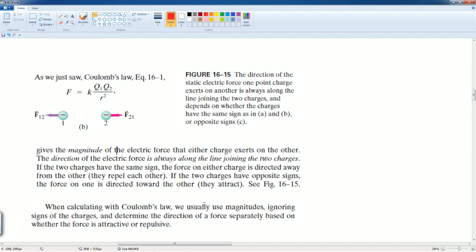Okay, when calculating with Coulomb's law, we usually use the magnitude, ignoring the sign of the charge. Or you can just do the absolute value, and determine the direction of the force after, which is separate, based on whether the force is attractive or repulsive. Remember, Coulomb's law gives you a magnitude, not a direction. The direction comes from the two charge system that we use. All right. So there you go. That is everything that you need for 8B.